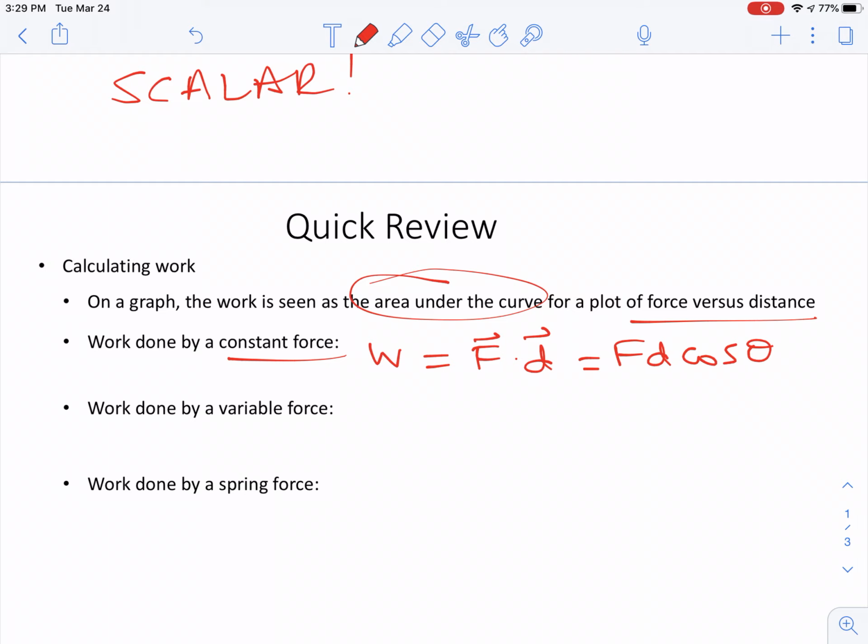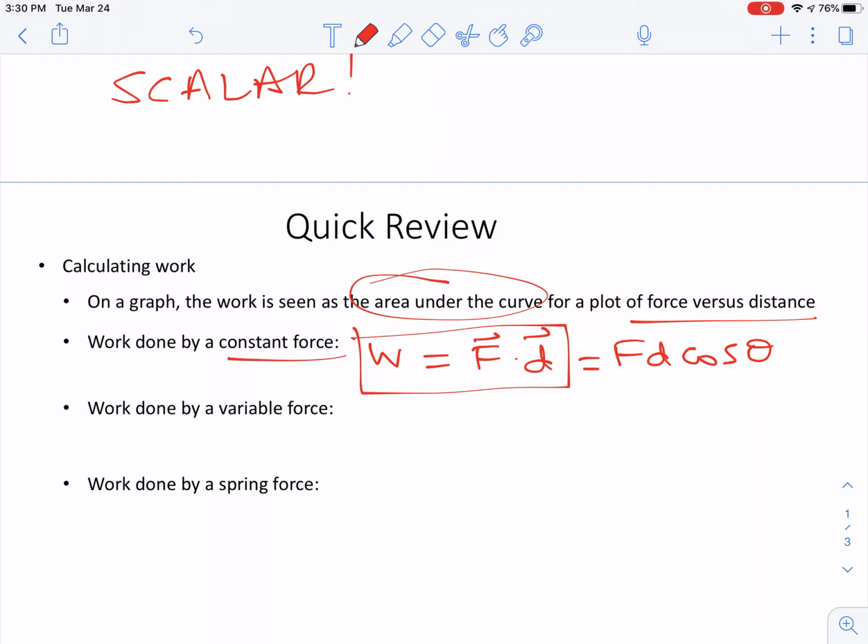And then later, for the energy conservation equations, you're going to put that piece into the big puzzle. So that is the constant force. You can only use this equation here if F is constant, okay? What do we do if it is a variable force?